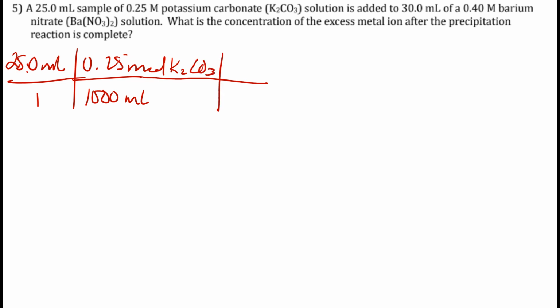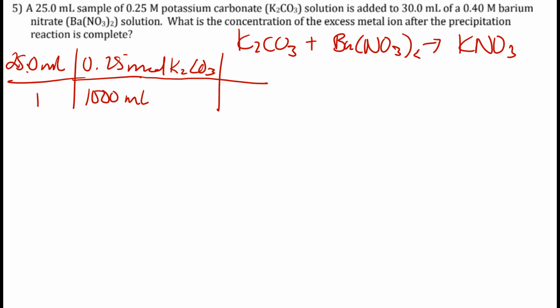I'm going to convert this over, but we need to first get the reaction, my bad. K2CO3 plus barium nitrate will produce potassium nitrate and barium carbonate. That is my precipitate, because the potassium and the nitrate definitely go into solution. To make sure it's balanced, put 2 in front of the KNO3, call it a day. Luckily for us, 1 mole of barium carbonate equals 1 mole of K2CO3.